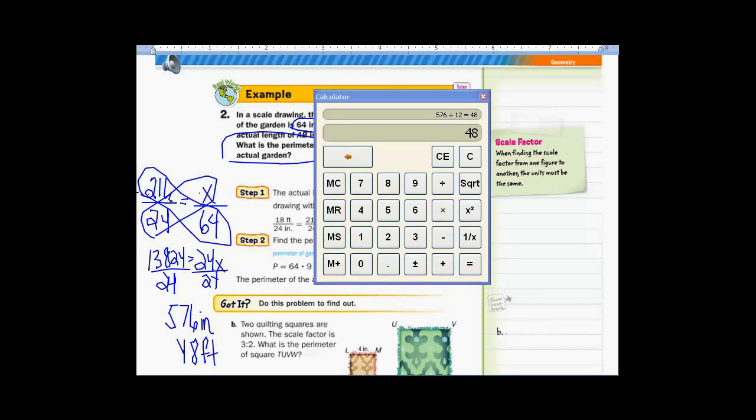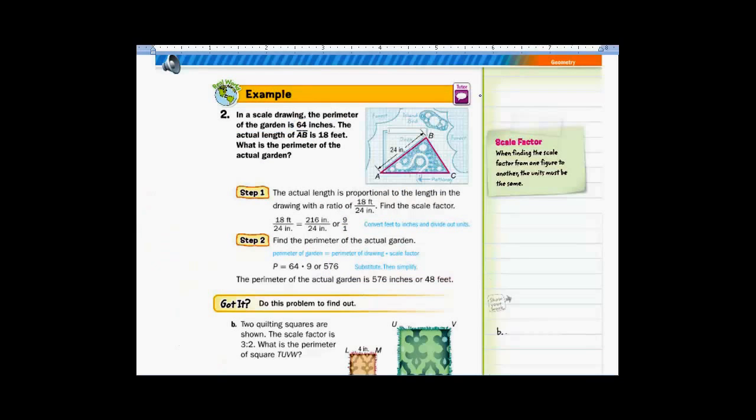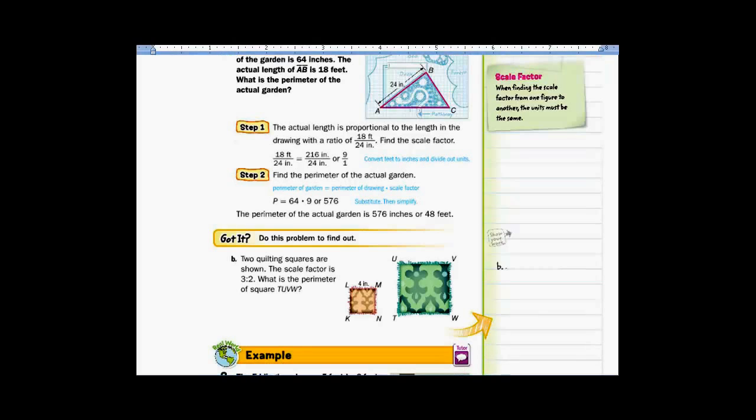Okay, so with that being said, I want you to try the next one down here under "got it." Pause it and try that one, please.